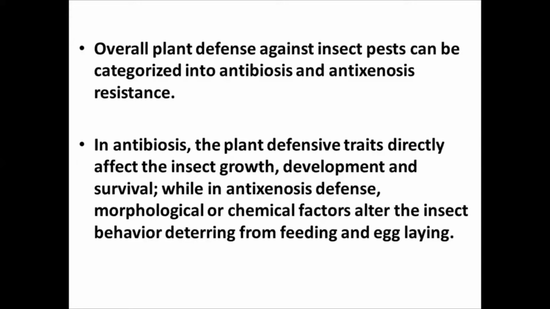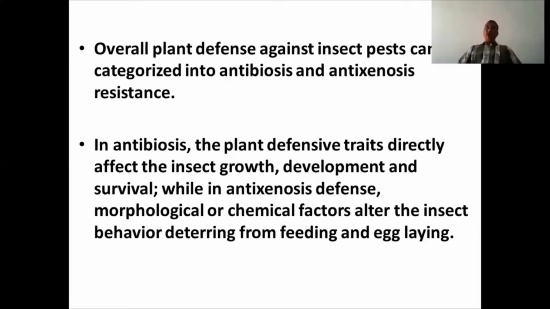able to increase its population. As you know, insects are able to increase their population very fast. So a grazing character or feeding character can be stopped. This method is generally called the antixenosis character. And when the growth, development or survival is affected, it is called antibiosis.